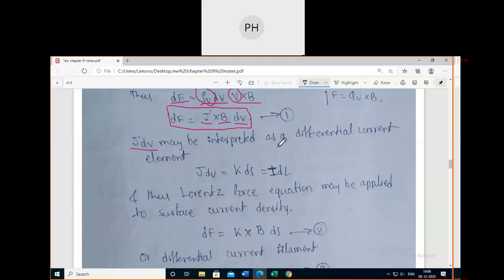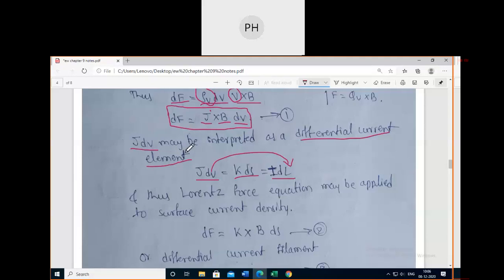J into dv may be interpreted as a differential current element. We can write it as K into ds, which is equal to I into dl. So we are converting our volume charge into line charge. For a current element of a conductor with line charge, we write I into dl, and with respect to surface charge, K into ds.